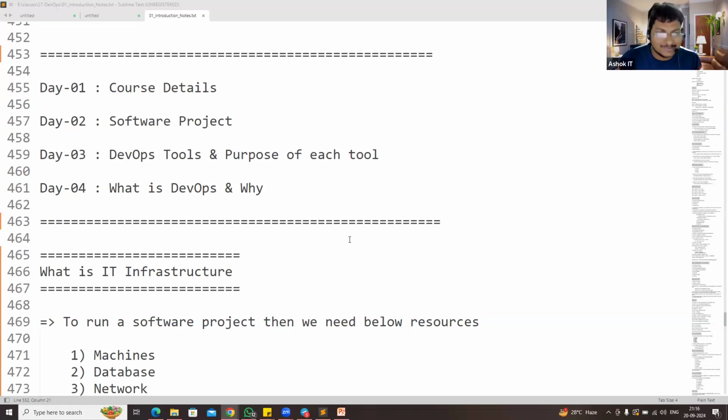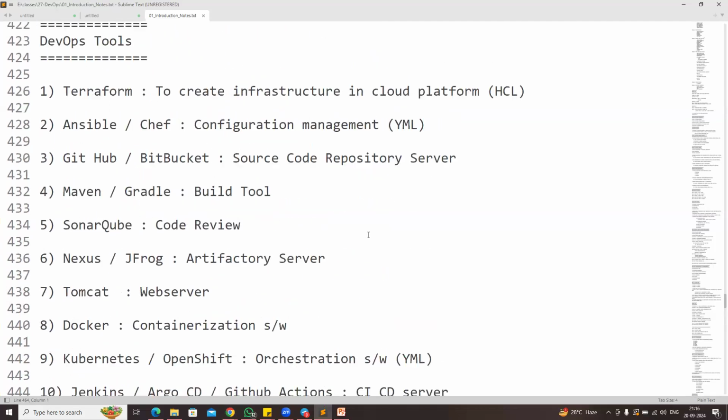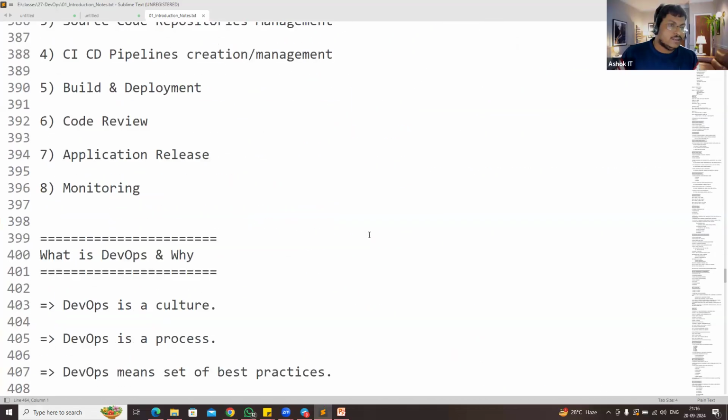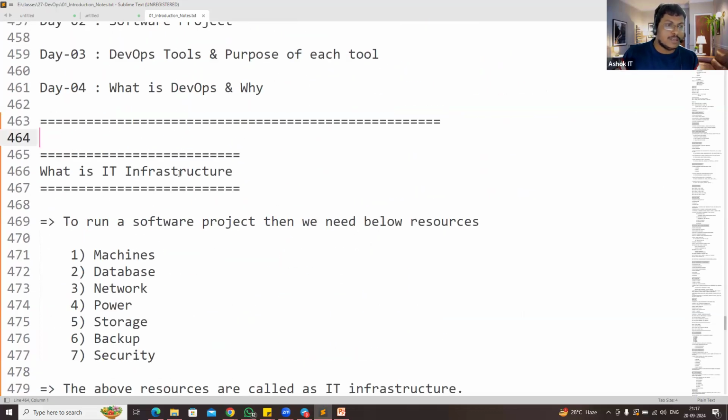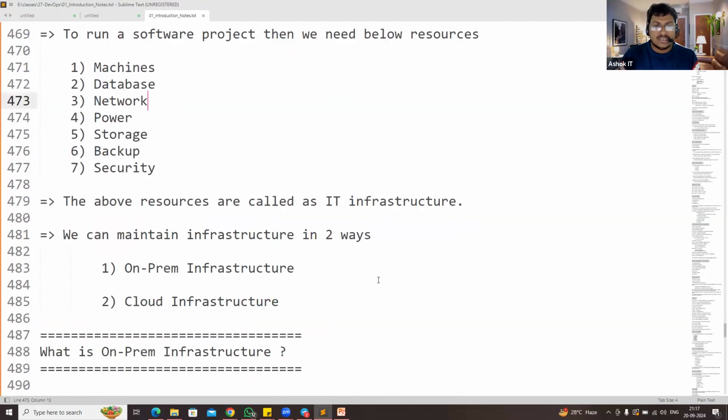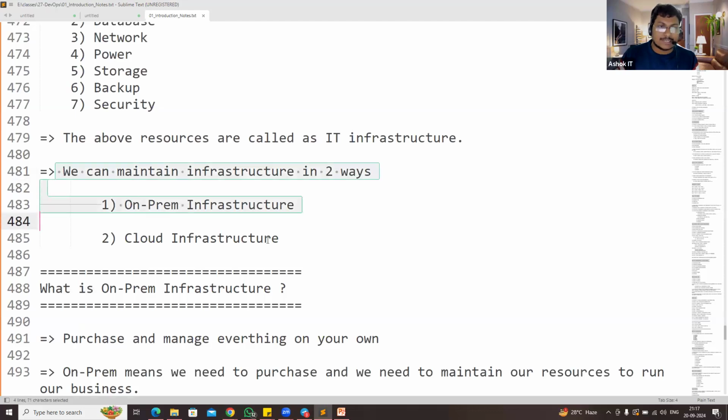Sure. Good. So today we understood the meaning of infrastructure. What do you mean by infrastructure? What is the infrastructure required to run a software project, and in how many ways can we set up that infrastructure? We can set up infrastructure in 2 ways. One is called on-prem infrastructure. Another one is called cloud infrastructure.